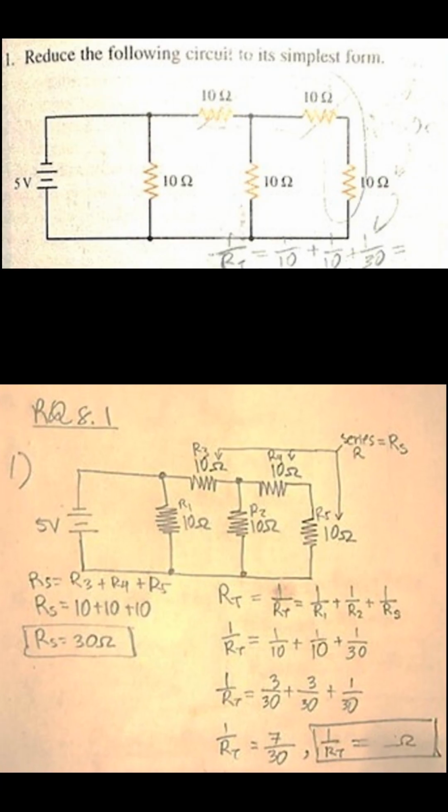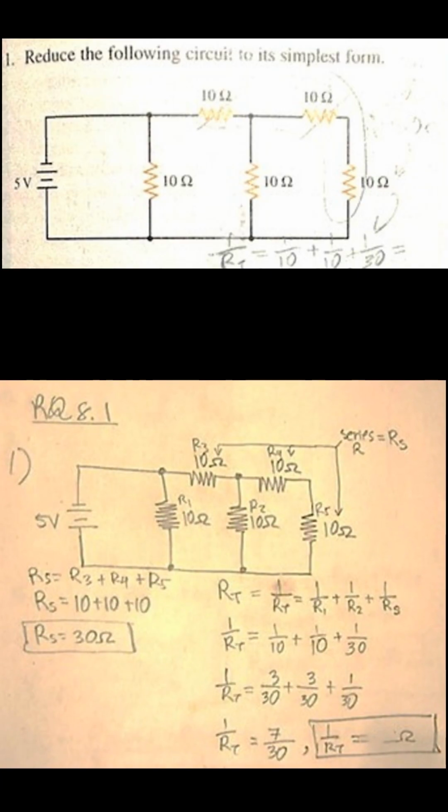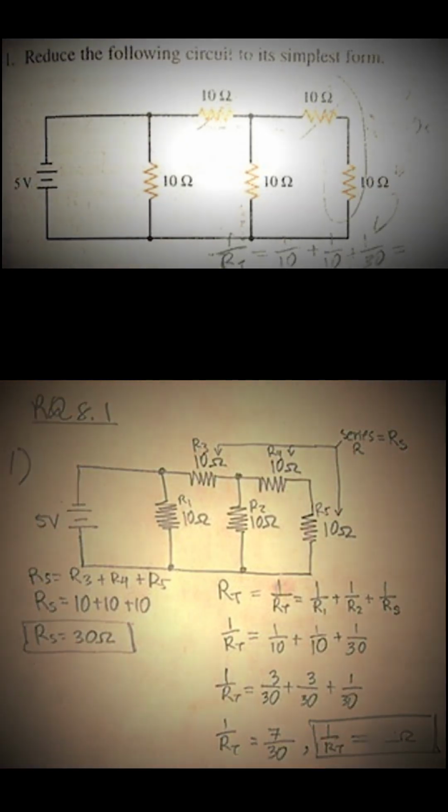Now we can use the formula for resistance for parallel circuits, which is our reciprocal formula. So we can say our total resistance: 1 over RT equals 1 over R1 plus 1 over R2 plus 1 over R3. In this case being 1 over 10 plus 1 over 10 plus 1 over 30. When you add that, you get 7 over 30, or 7 divided by 30. However, remember that we must get the reciprocal of that, and the reciprocal of that is 4.28 ohms.